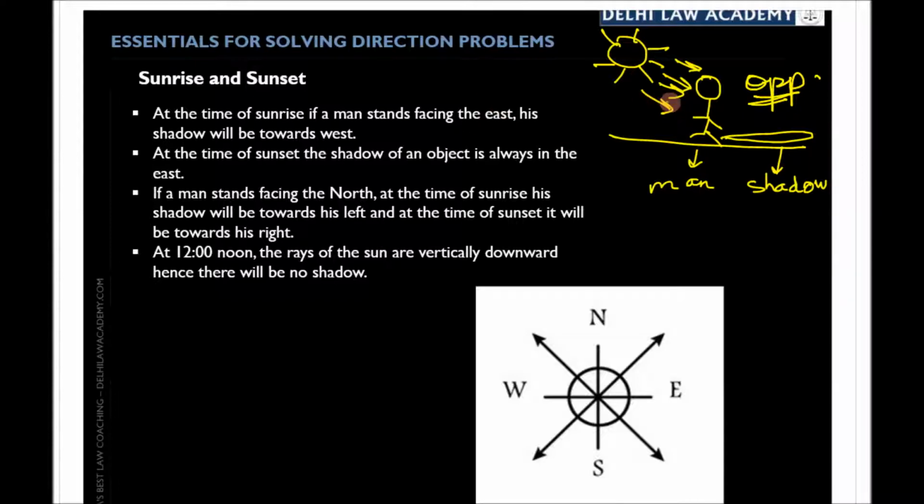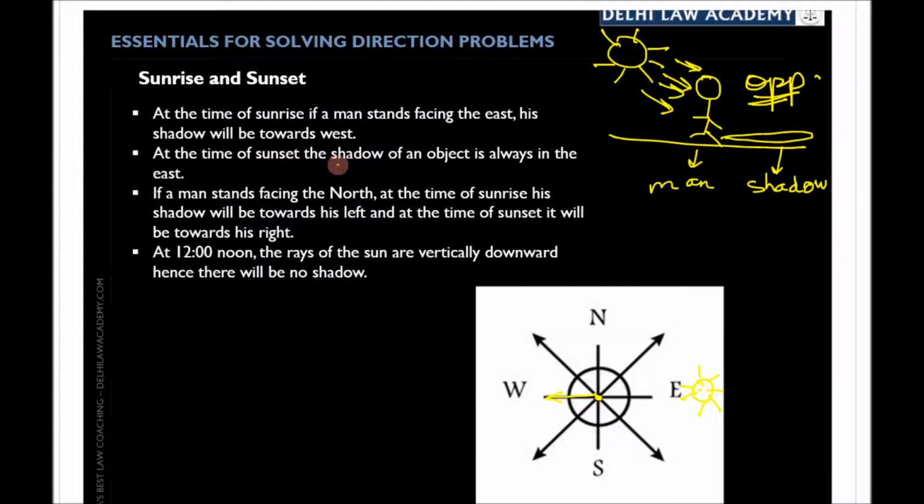Now that we understand this, let's read the first few points here. At the time of sunrise, if a man stands facing east, his shadow will be towards the west. What does this mean? At sunrise, the sun is actually rising from the east. It's rising from here, right? Sun rises in the east, sets in the west. Let's say the man is standing right in the middle. What we just saw above is that the shadow's direction is opposite to the sun's direction. So since the sun is rising from the east, it makes sense that the shadow would be heading west. So that's what the first point is saying, that at sunrise, if a man stands facing east, his shadow will be to the west.